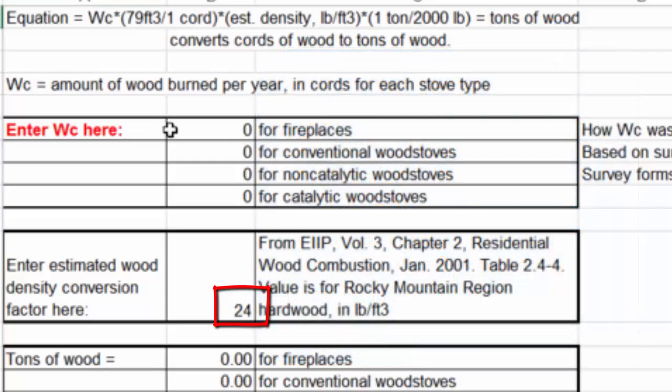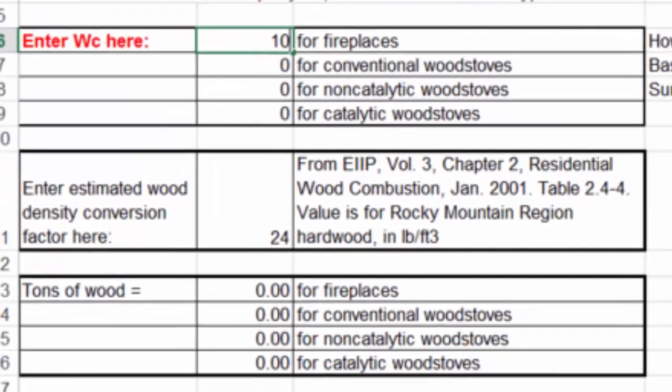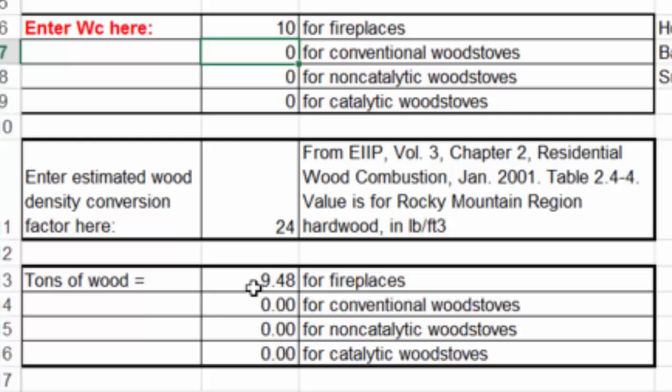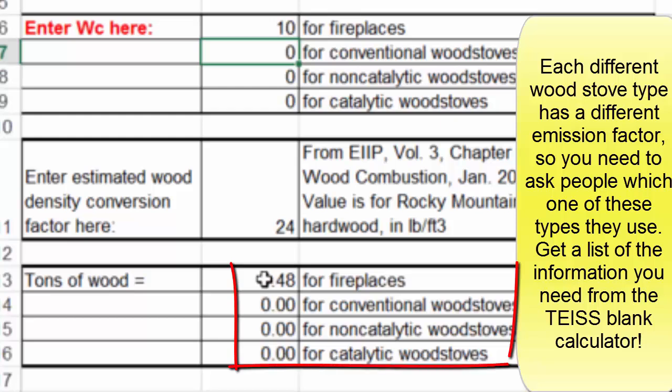So we'll play around with this. For fireplaces, I'm going to enter a value of 10, and we'll see what happens in the spreadsheet. So you'll see that the tons of wood for fireplaces got populated because we have cords and we wanted to convert that to tons. So this formula that's behind the cell here does that calculation for us.